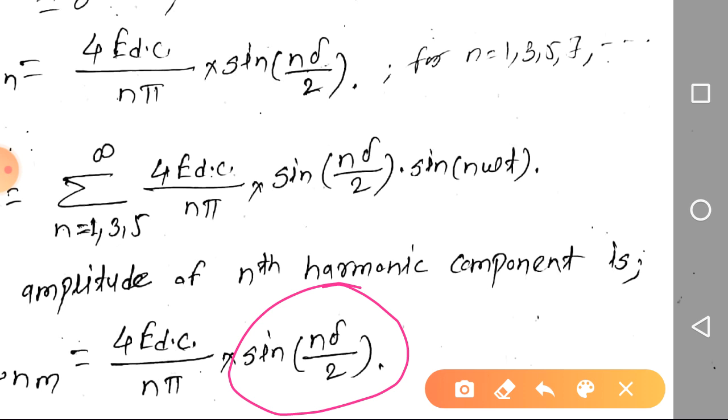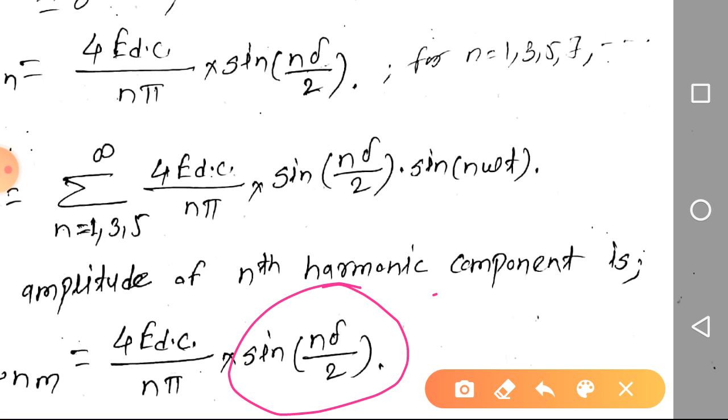So from this can we write delta should be equal to 2 into 180 divided by n, that is nothing but 360 by n. So for removing the nth harmonic, delta should be equal to 360 by n. You can cross check. For removing the third harmonic, delta should be 360 by 3, that is 120 degree. For removing the fifth harmonic, delta should be 360 by 5, that is 72 degree. For removing the seventh harmonic, delta should be 360 by 7, right?